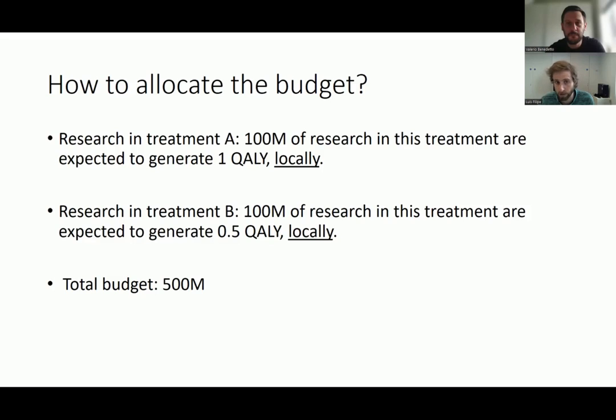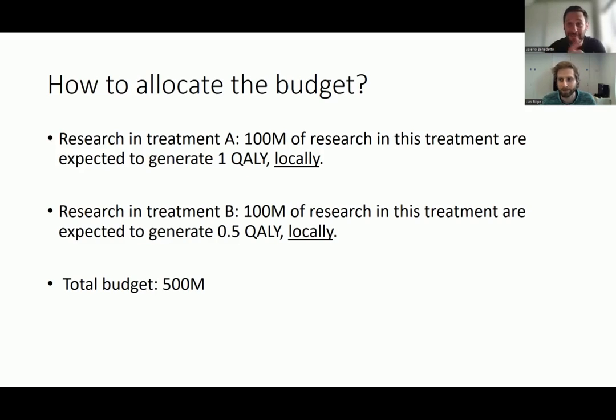So clearly the first investment is better in A, but it can get trickier because I'm not giving you 100 million to allocate. I'm giving you 500 million. So how would you allocate these 500 million? And since you are going to say it depends, what do you need to know to allocate these 500 million?